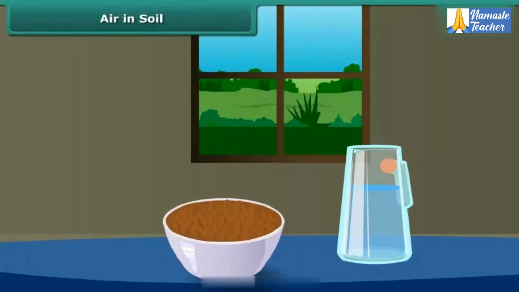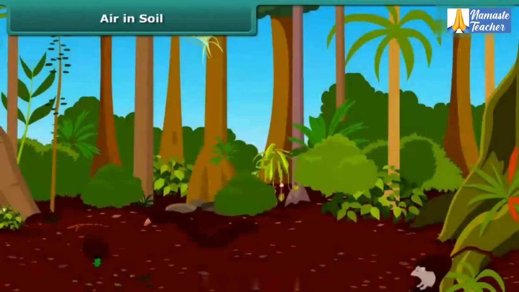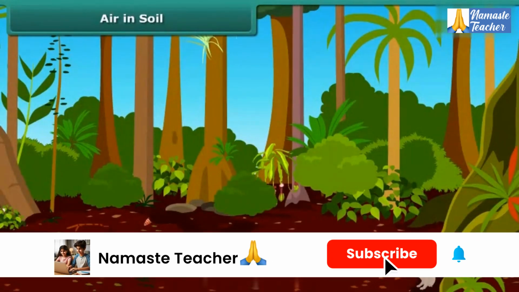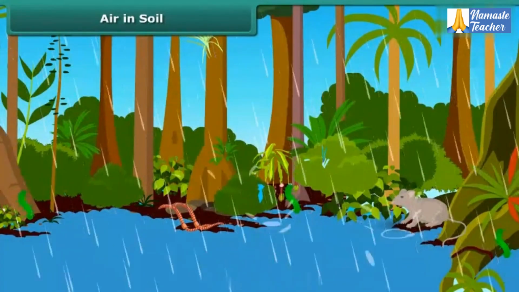How do the organisms living in soil get oxygen? To know this, take some soil in a bowl and pour some water on it. What do you see? You can see that air bubbles are coming out of the soil. When water is added to the soil, it replaces the air present in the soil. The air in the soil comes out as bubbles. The organisms living in burrows and holes of the soil use this trapped air to breathe. During the rainy season, when water fills the burrows and holes, these animals have to come out for respiration.